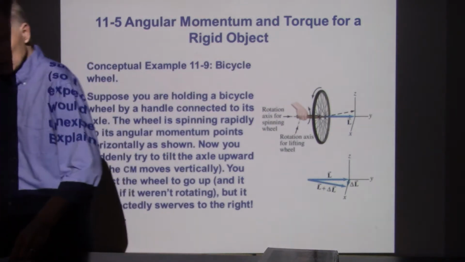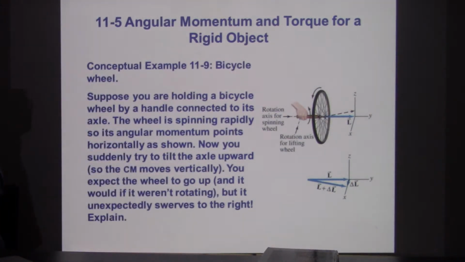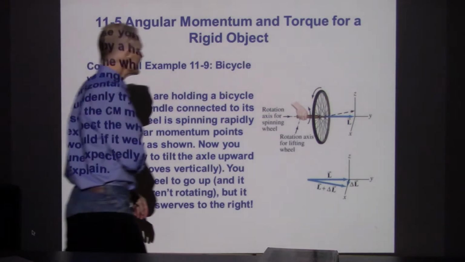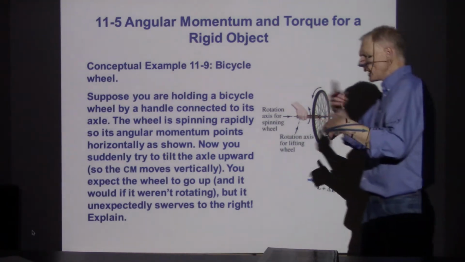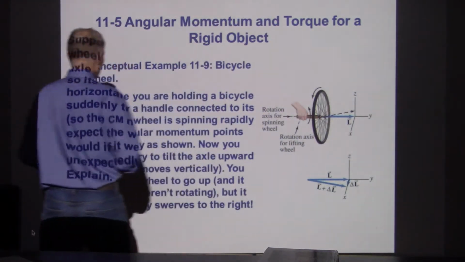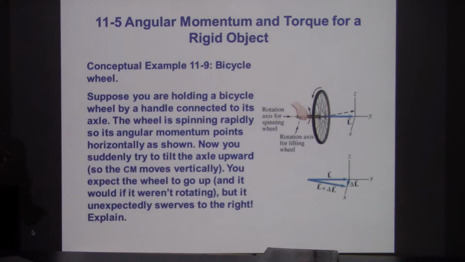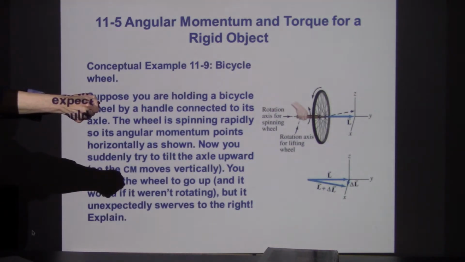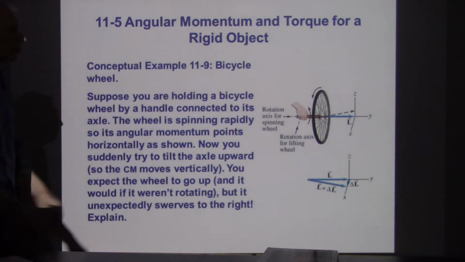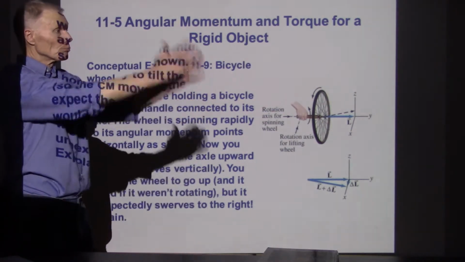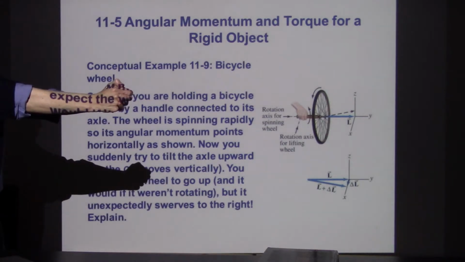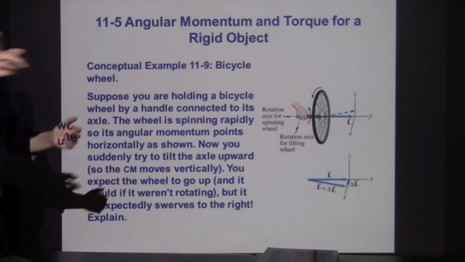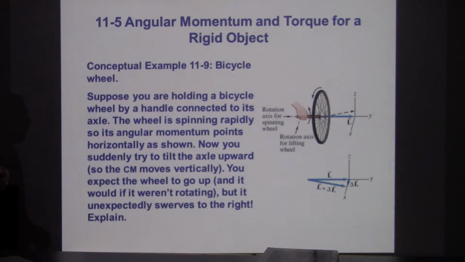All right, let's take a look at a couple of other kind of interesting examples here. Maybe you've seen some of these demonstrations done. What they're saying is you're holding a bicycle wheel, and if it's not spinning, and you try and tip it up, that's what they're doing here. So you take a bicycle wheel and you tip it up and it moves upwards. But if you take a bicycle wheel that's already spinning and you tip it upwards, it doesn't go up. It goes to the side. So that's weird.